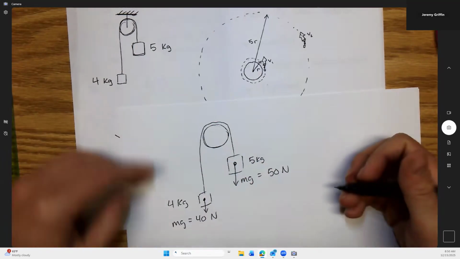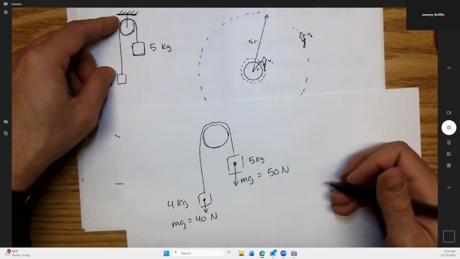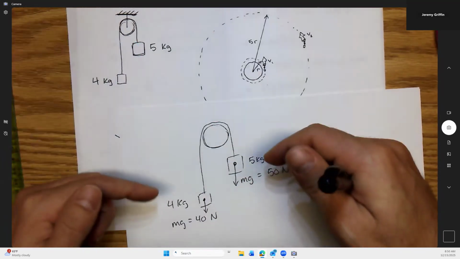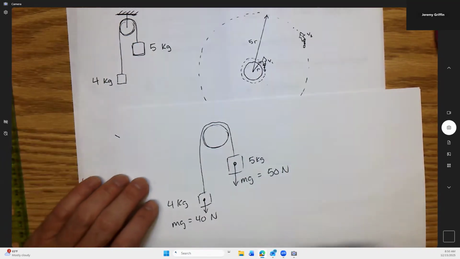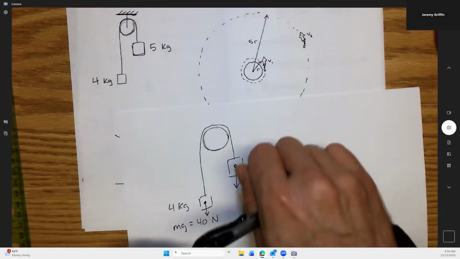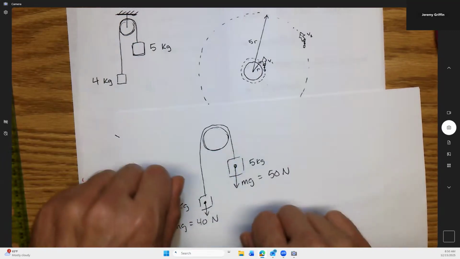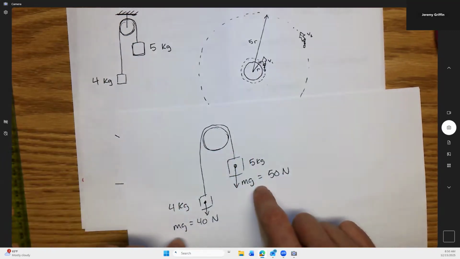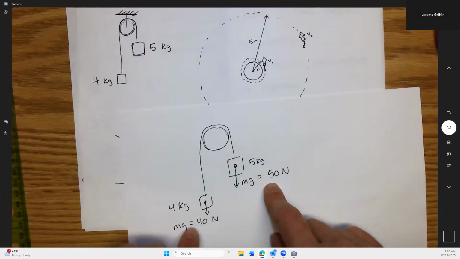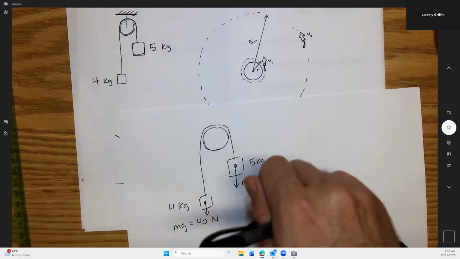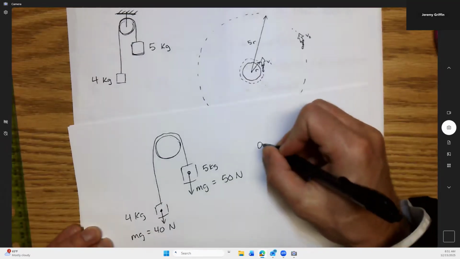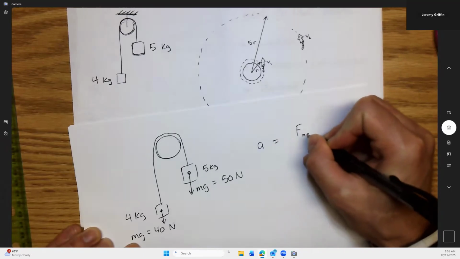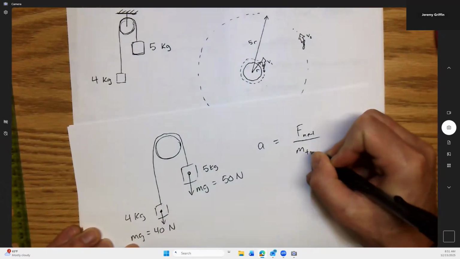Now, if the question had something to do with this string up here, maybe you'd consider adding these together or some version of that. That's not what we're doing. We're looking at the motion of the two blocks: one's going down, one's going up. So I'm treating this like a tug of war. If one guy pulls 50 and the other guy pulls 40, and they're competing against each other, what's the net force? 10 newtons.